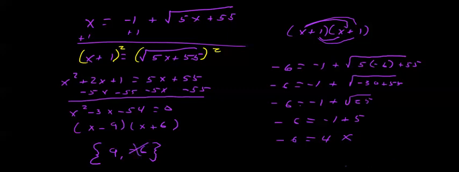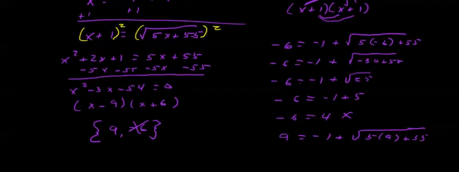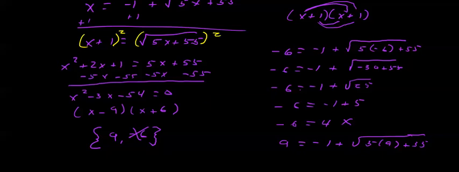You then need to check 9. 9 equals negative 1 plus square root of 5 times 9 plus 55. And I'll leave the rest of the check up to you. This video is already way too long, but 9 will work in the check, and then we're done.